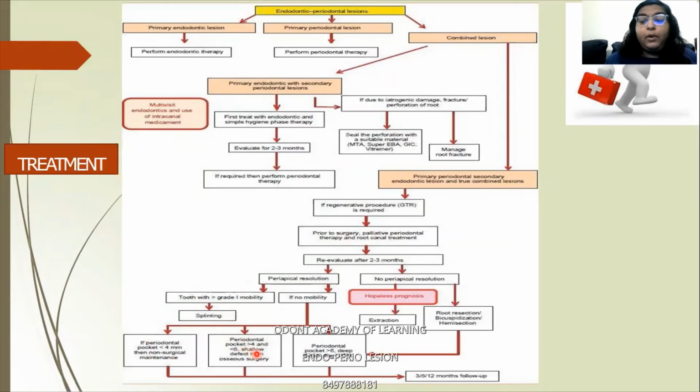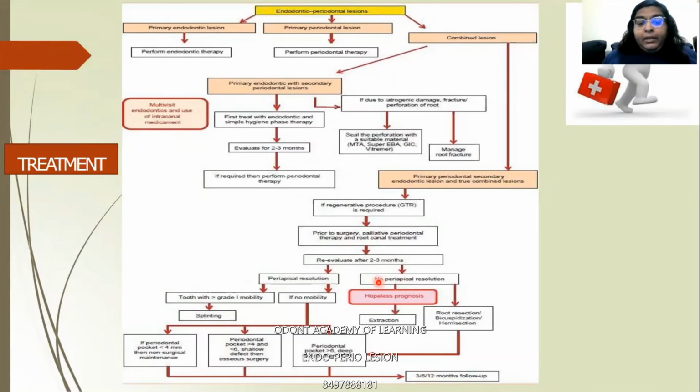Then, if the periodontal pocket is greater than 4 mm and less than 6 mm, then a shallow defect is present. So the patient has to undergo osseous surgery to cover that defect. And if the periodontal pocket is greater than 6 mm, then it's a deep defect and GTR is required in this case. GTR means guided tissue regeneration. After performing all this, we have to recall the patient every 3 months, then 6 months and 12 months for a follow-up to check the condition of the tooth.